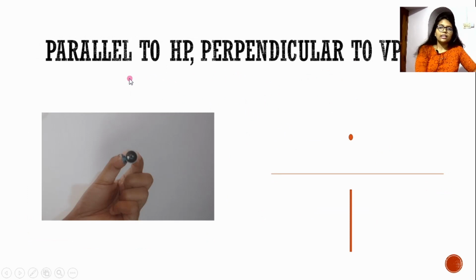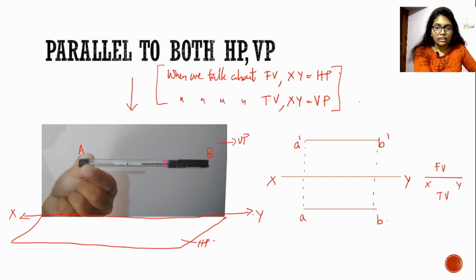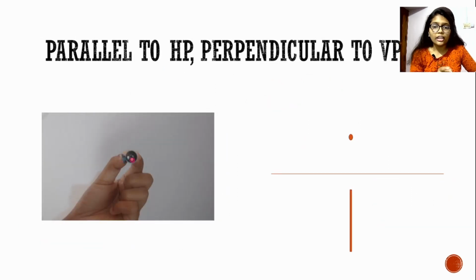Okay, next is parallel to HP and perpendicular to VP. Our pen is placed parallel to HP and perpendicular to VP. That means if I extend this pen, it will get hit onto the vertical plane. That is why it's called perpendicular to VP. It hits perpendicularly. As we have said in the previous figure, the top point is B and the bottom point of the pen is A. So let us mark like this.